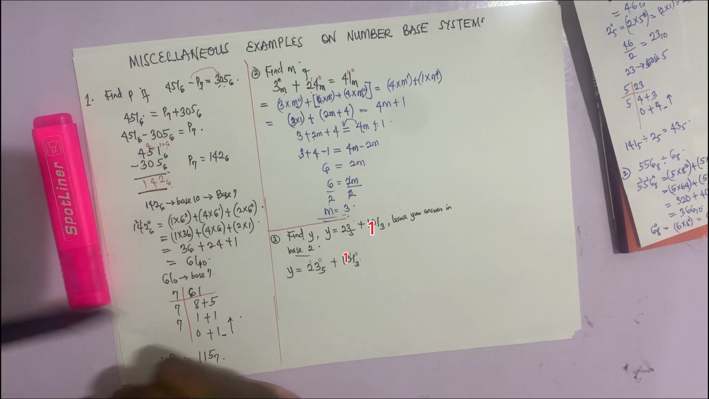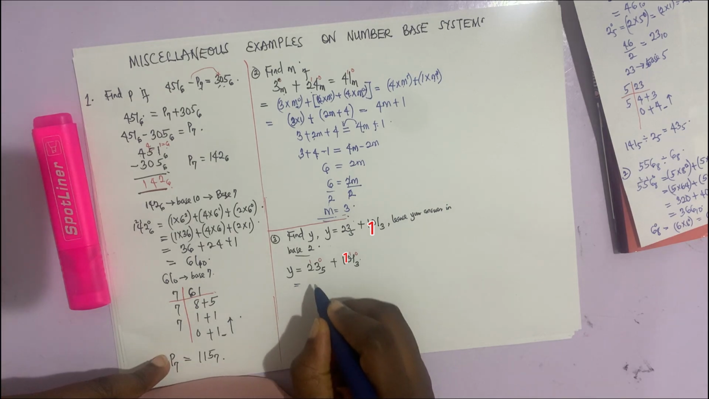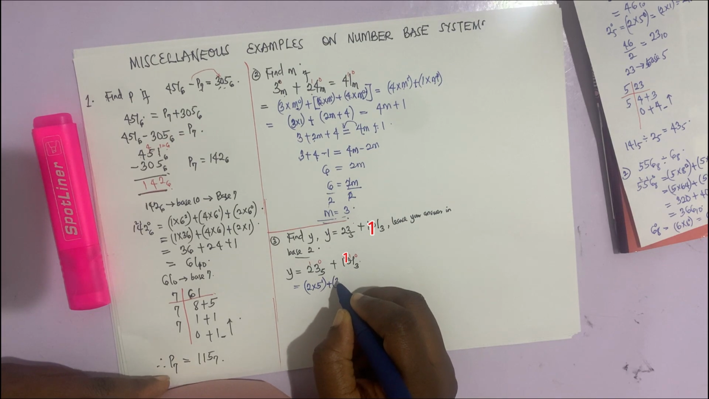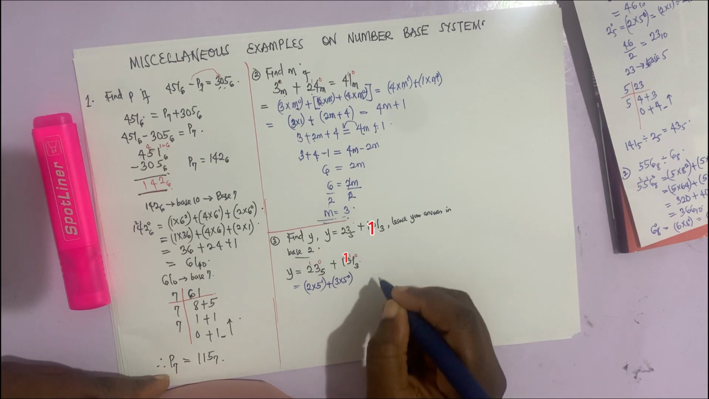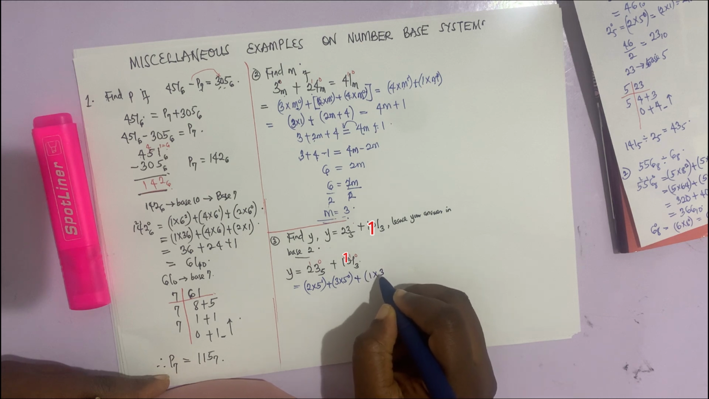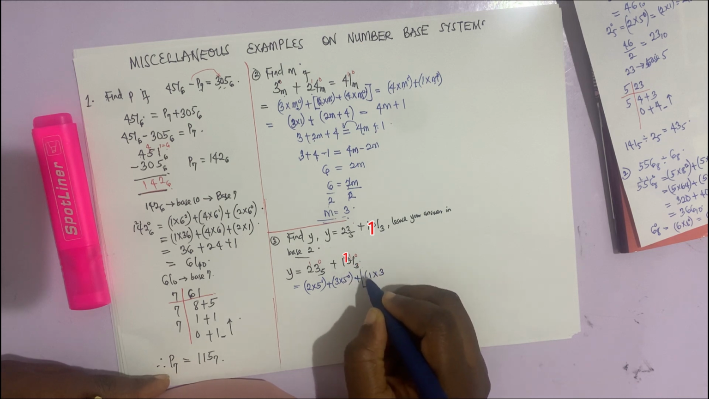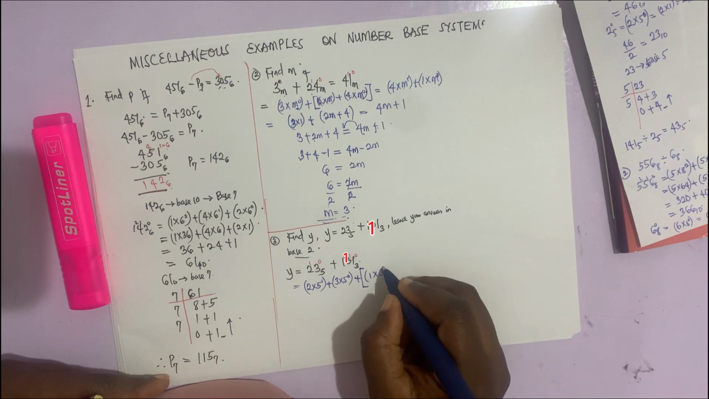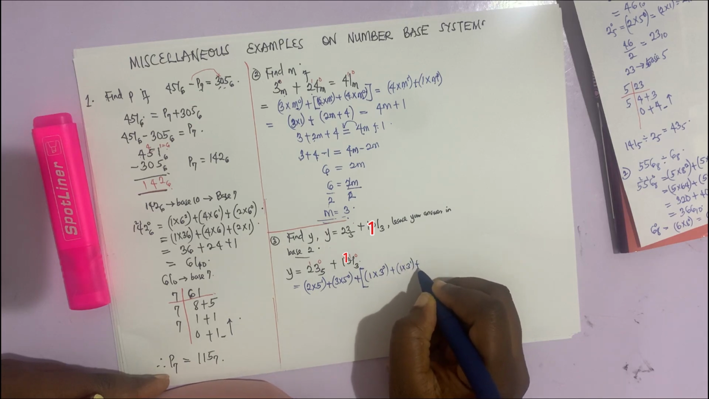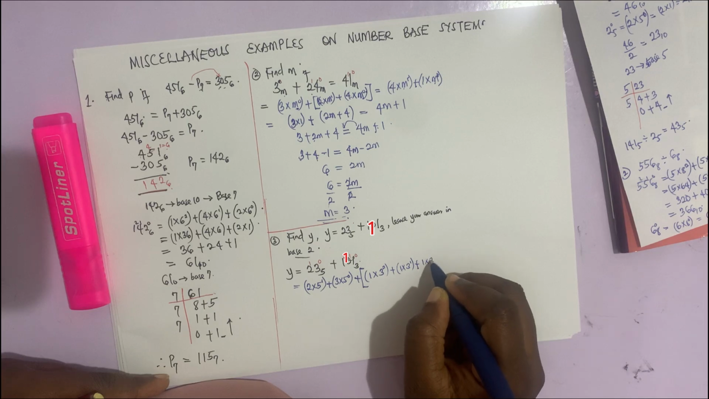So we have 2 times the base 5 raised to the power 1, plus 3 times 5 raised to the power 0, plus 1 times 3 raised to the power 2, plus 1 times 3 raised to the power 1, plus 1 times 3 raised to the power 0.